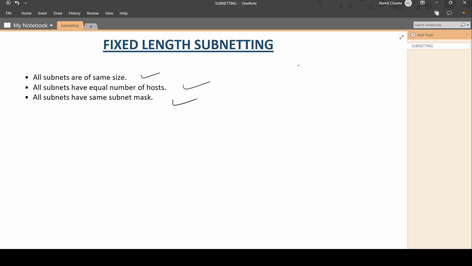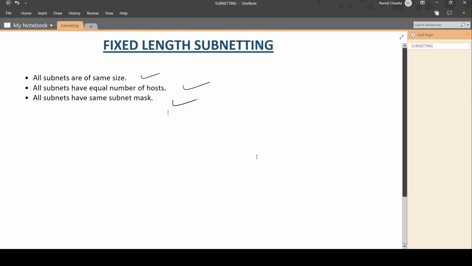Okay, remember, this one is fixed length subnetting. Once we are done with it, then only we are going to talk about variable length subnetting. In order to understand variable length subnetting, you must understand the logic that is used in fixed length subnetting. The moment this thing is clear, the next one is not that much of a deal. All right, so I hope you can note down these three, or you can capture a screenshot. Again, all subnets are of same size, all subnets have equal number of hosts, all subnets have same subnet mask. That's about some of the properties.